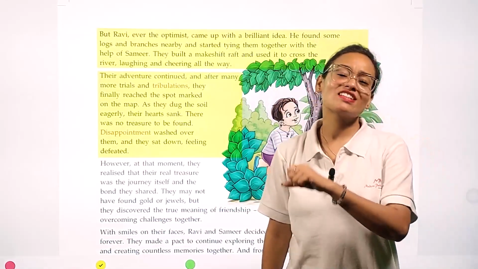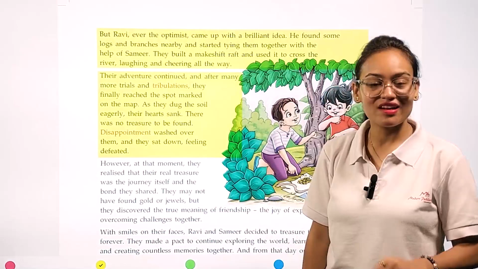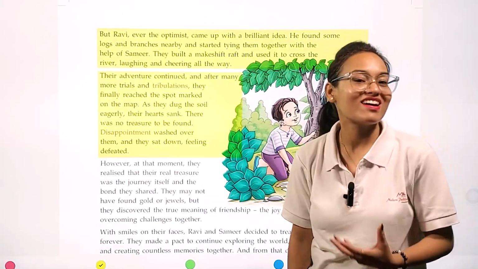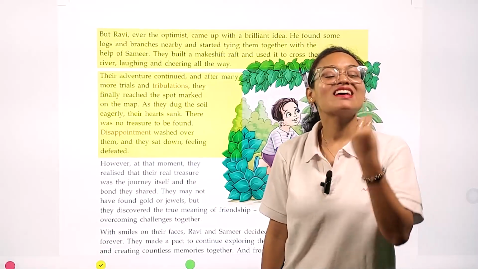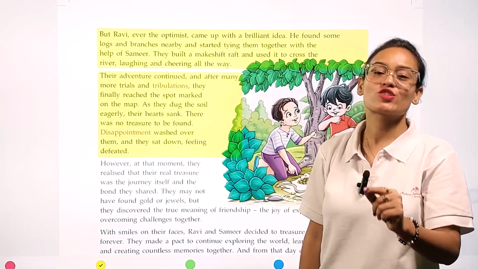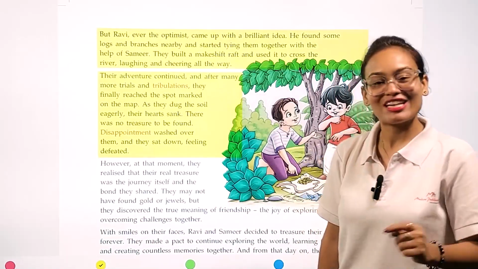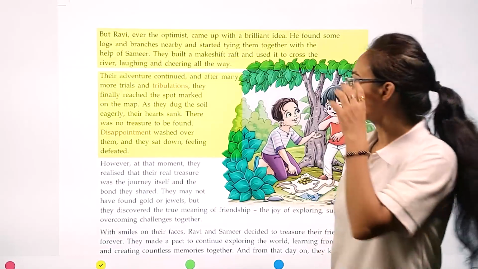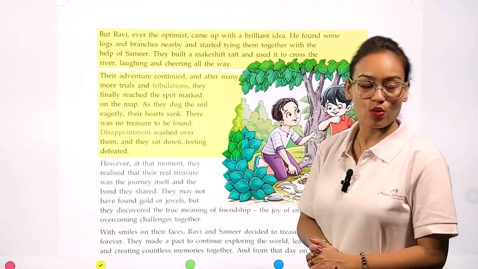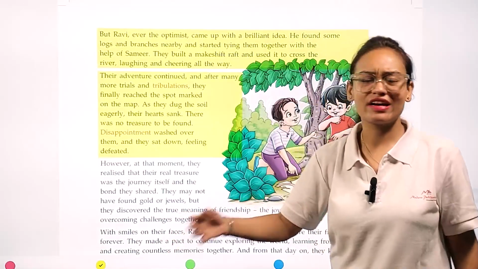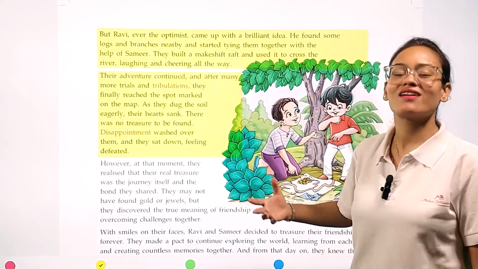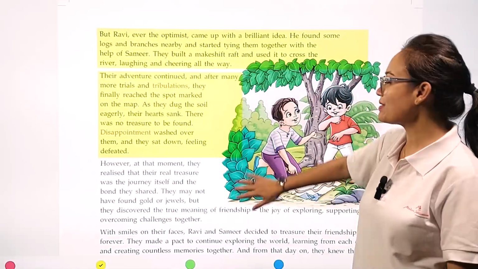When Ravi and Samir were digging that area, by digging the soil, their hearts dropped. Their hearts sank because there was not a single trace of treasure. That's why they are very disappointed. Disappointment washed over them and they sat down feeling defeated. Now they are feeling heartbroken, disappointed, and shattered. Now both Ravi and Samir sat down.